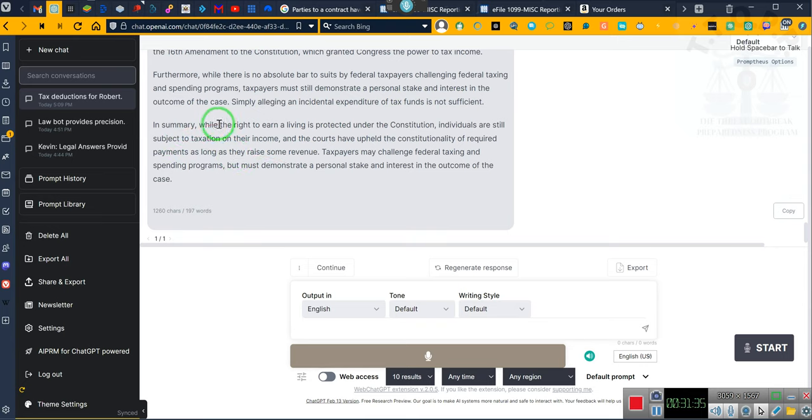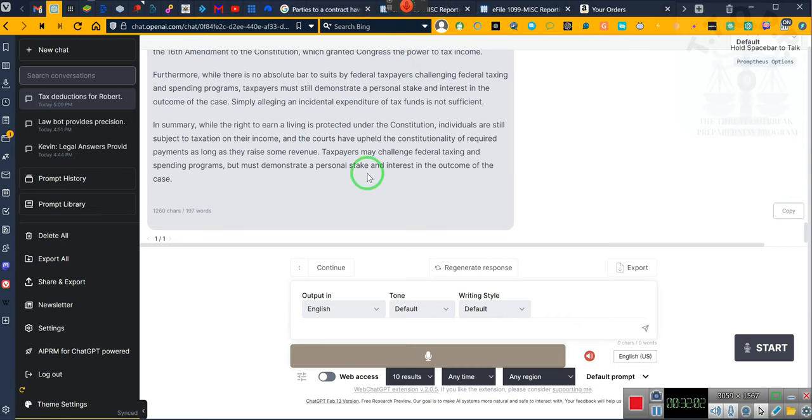In summary, while the right to earn a living is protected under the Constitution, individuals are still subject to taxation on their income, and the courts have upheld the constitutionality of required payments as long as they raise some revenue. Taxpayers may challenge federal taxing and spending programs, but must demonstrate a personal stake and interest in the outcome of the case. Now you see what I've done?